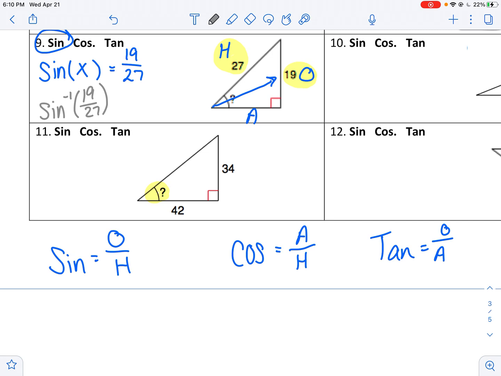So if I type in sine inverse of 19 over 27, and it should be in degree mode, I will get 44.72 degrees. I'll just round that to 44.7 degrees. Let's try 11.